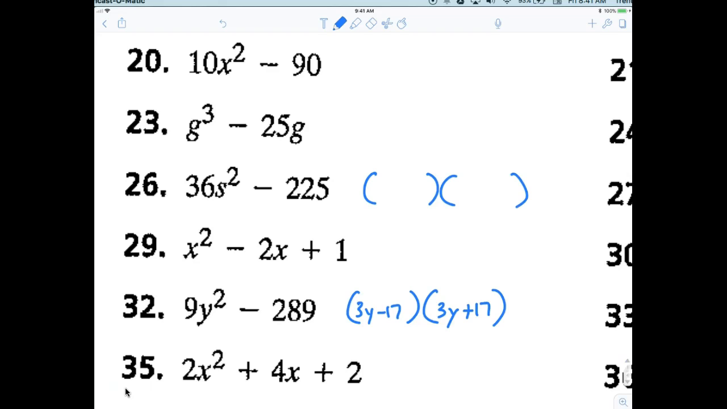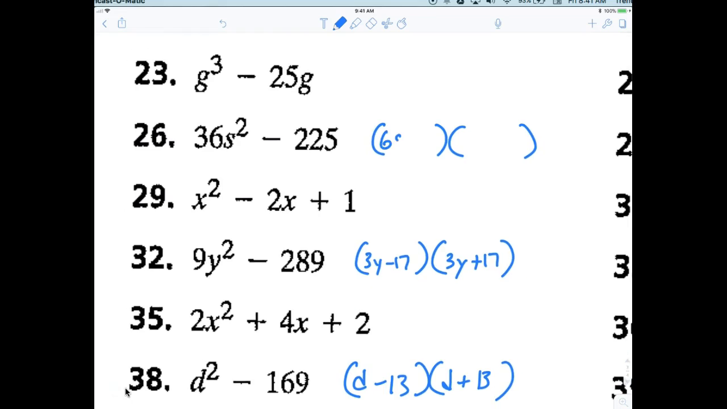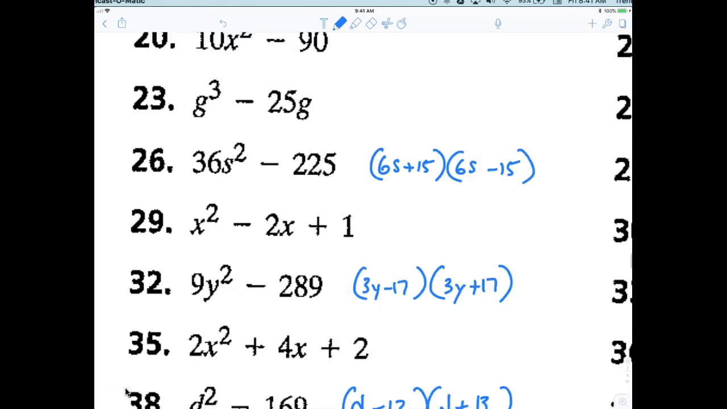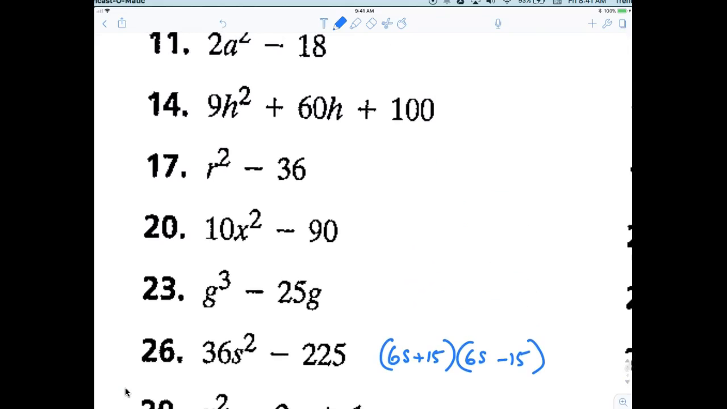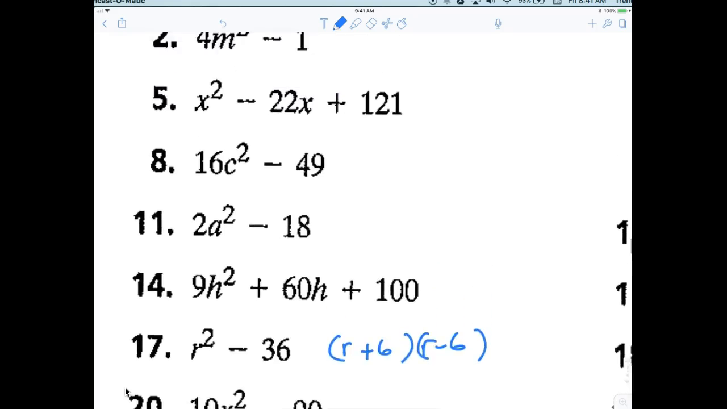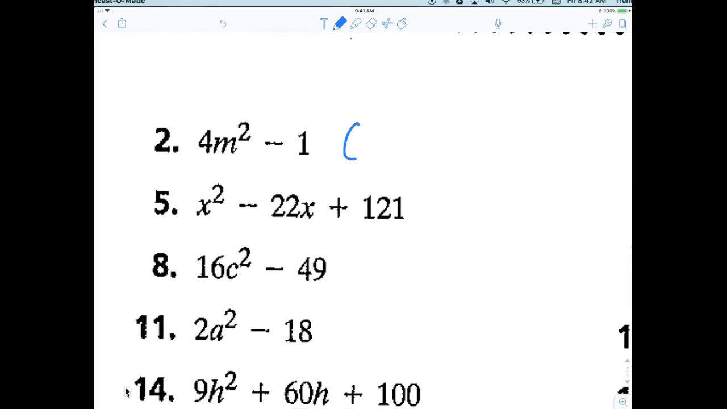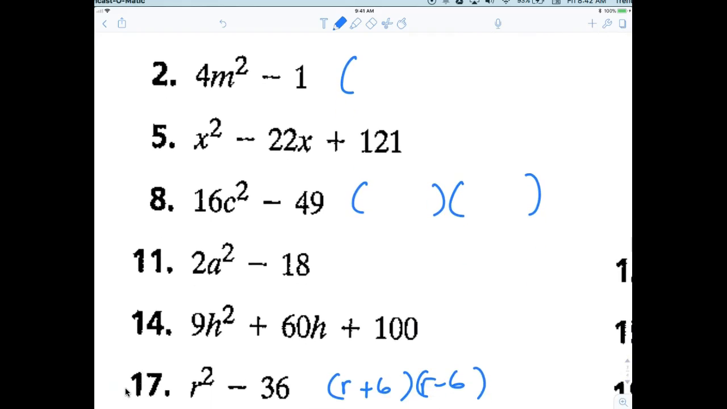And 26. Drew, go ahead. What's 26? That'd be 6s and 6s, and then it'd be plus 15, minus 15. Exactly. And 17. R plus 6, R minus 6. Brilliant. And then I need the last ones. Number 8 and number 2. Go, Allie. 4c minus 7. Good job, girl. And then number 2, go.